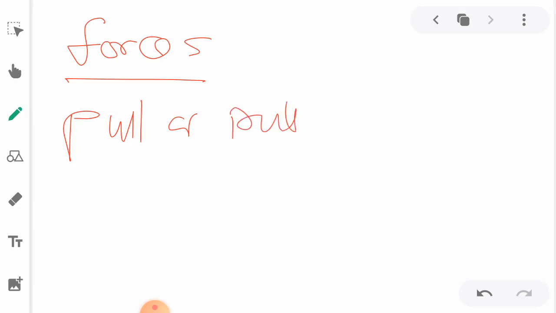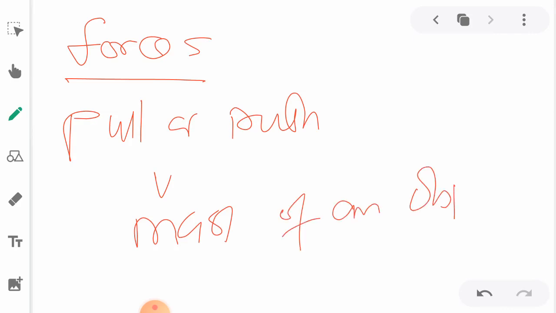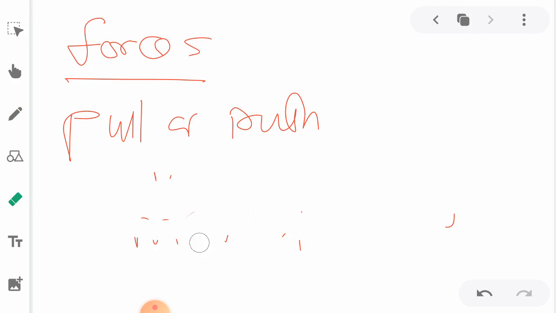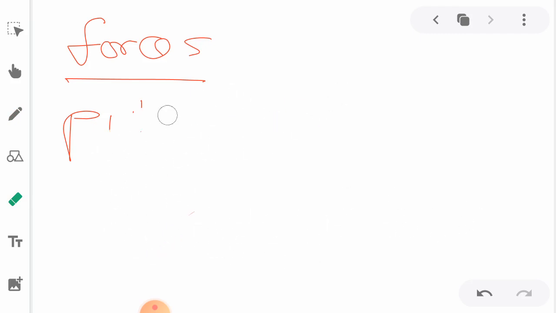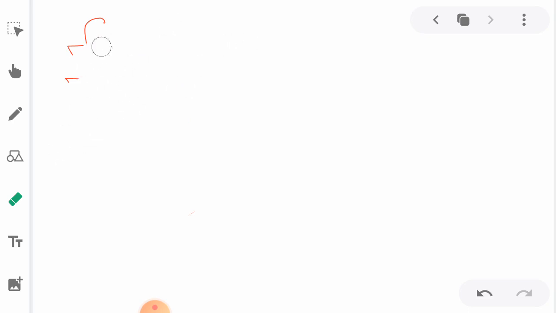Hello. So looking at forces, we need to know that a force is a pull or a push on the mass of an object. Now, when a force acts on the mass of an object, it can cause an object to move, it can cause an object to accelerate, it can cause an object to bend. So those are some of the effects.